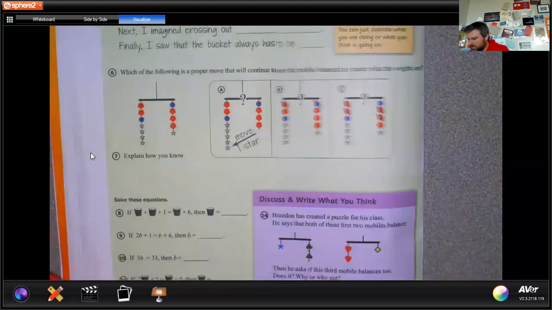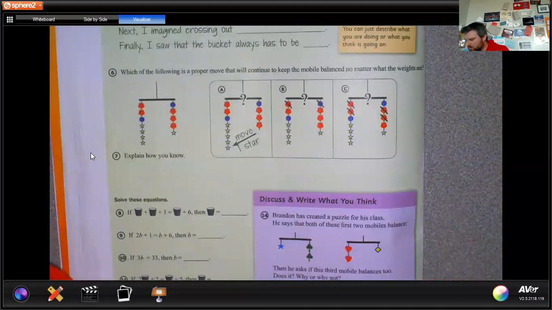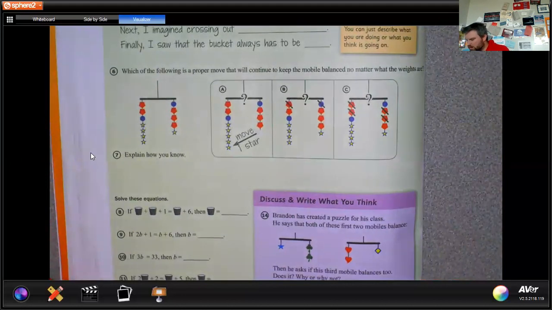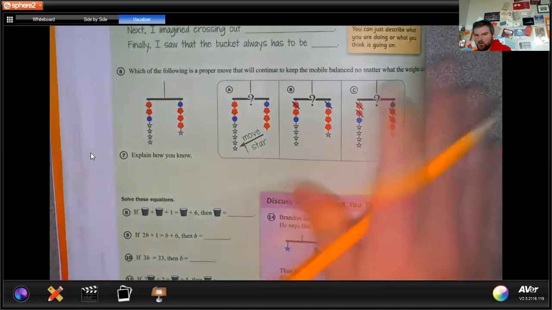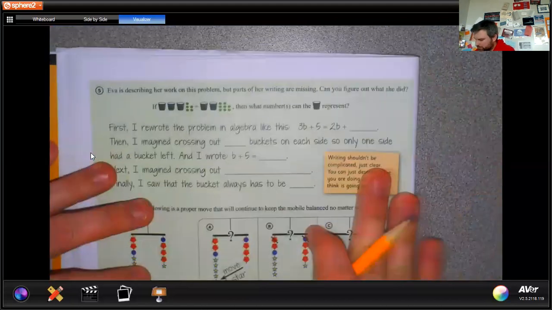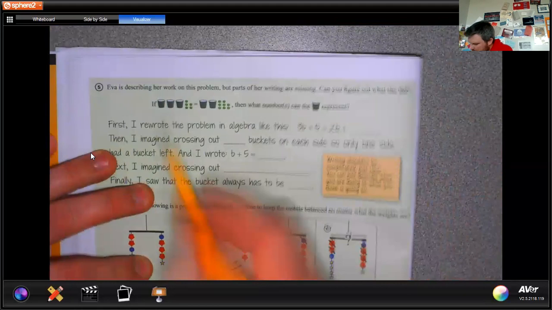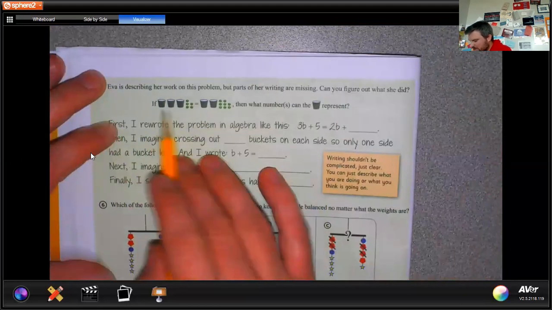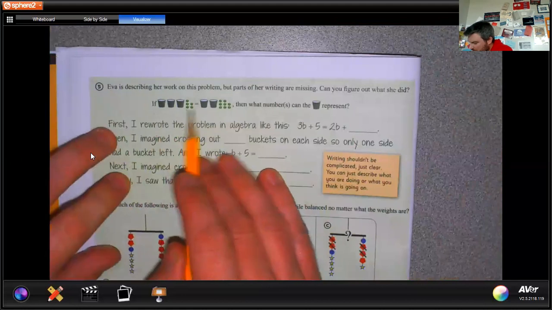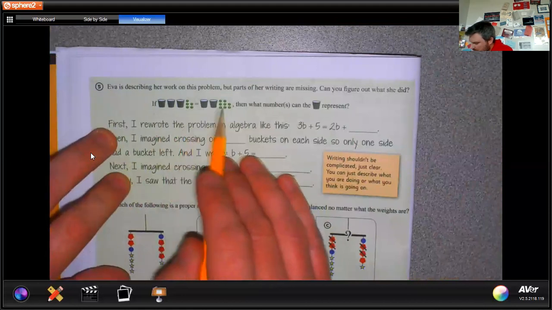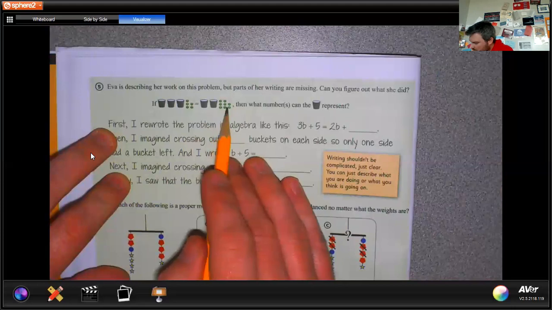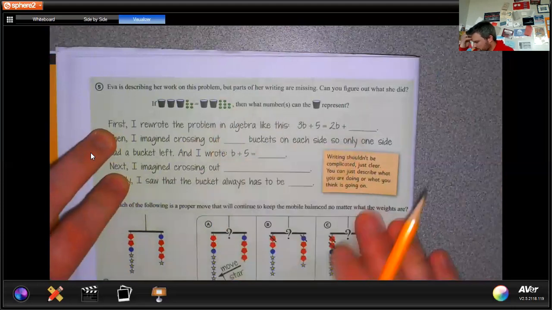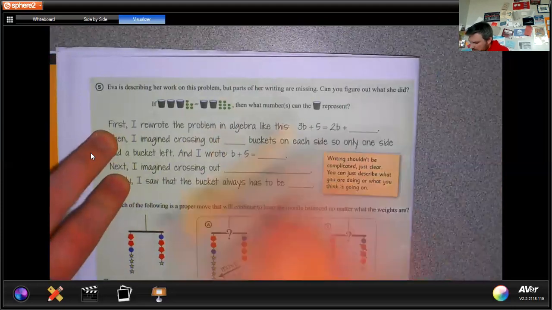So Eva is describing her work on this problem, but parts of her writing are missing. Can you figure out what she did? Okay, so she says the problem starts with if 3 buckets and 5 marbles equals 2 buckets and 8 marbles, then what does a bucket represent? Okay. And then here's her writing.